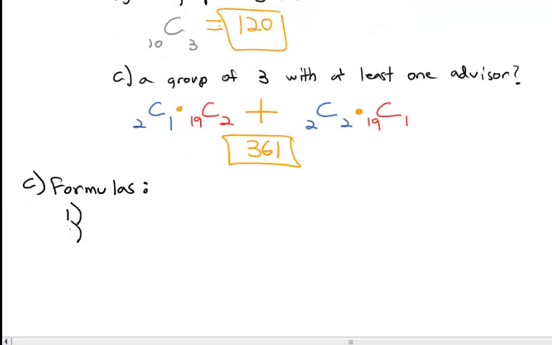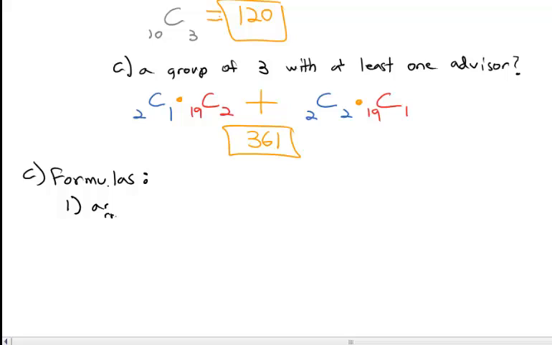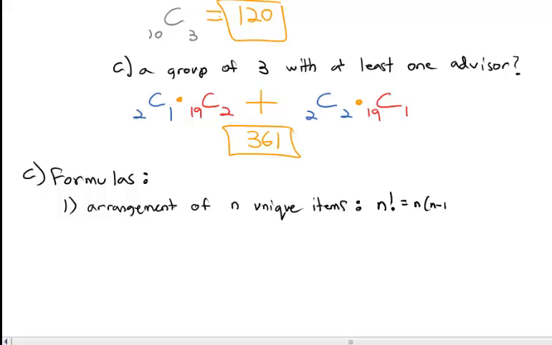Let's say we've got an arrangement of n unique items. We've got 5 people, they're all getting in a line. That was n factorial. N times n minus 1 times n minus 2, 3, 4, all the way down to 2 times 1. N times everything below it, because we used all of them.